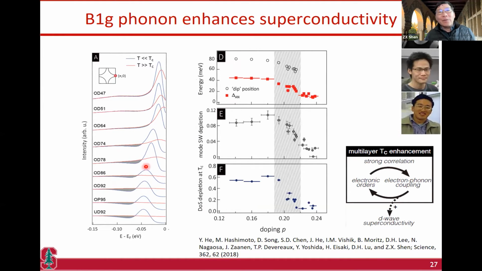In the cuprates, it's the same way. We find, I won't go into the detail, there is a feature in the spectra, this sort of dip in the spectra, which is a coupling feature. And if you monitor this, as you go from high doping to low doping, you see your Tc, superconducting gap, changes by a factor of 4 in a very narrow doping range.